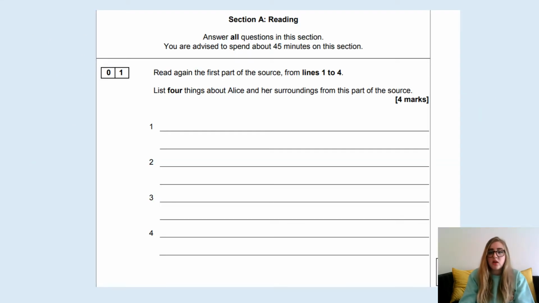So this is what it's going to look like. As we go through, you are going to see some screenshots from the paper, so you can have a look and familiarise yourself. If you sat there having a go at a paper now as we go through this, that's a really good idea. This is taken from a real AQA paper.